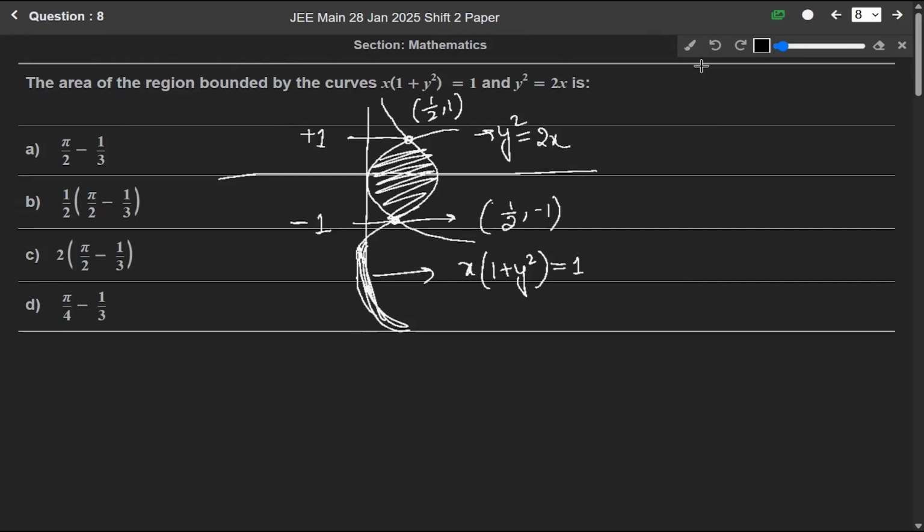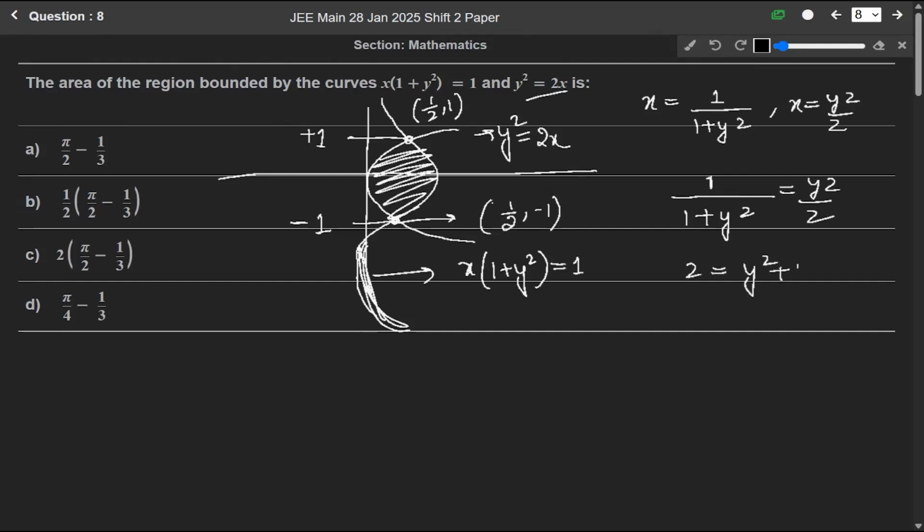For this, we can write x equals 1 over 1 plus y square. And from here, we can write x equals y square over 2. When we solve these two, we get 1 over 1 plus y square equals y square over 2. So 2 equals y square plus y raised to the power 4. So y raised to the power 4 plus y square minus 2 equals 0. It means y will be equals to plus minus 1.